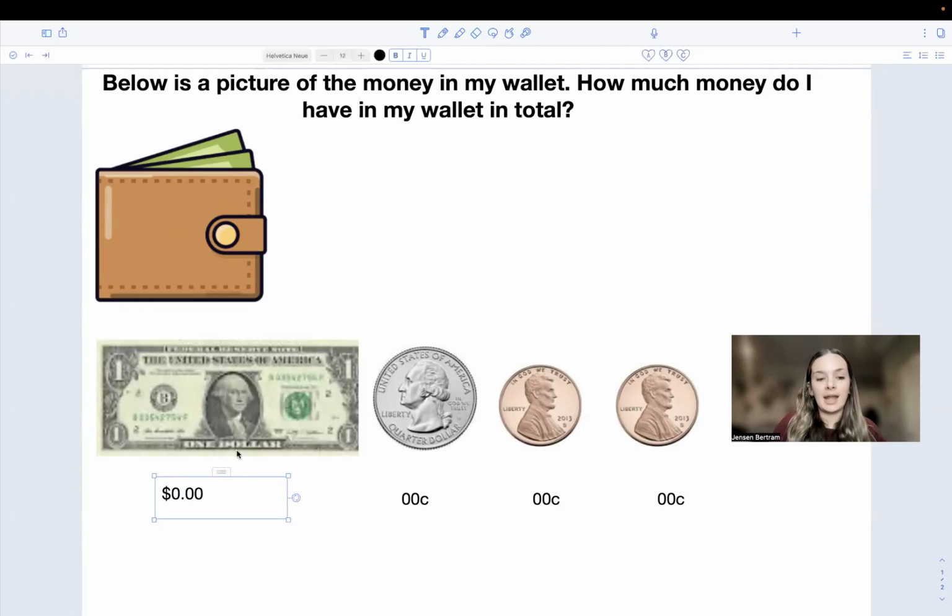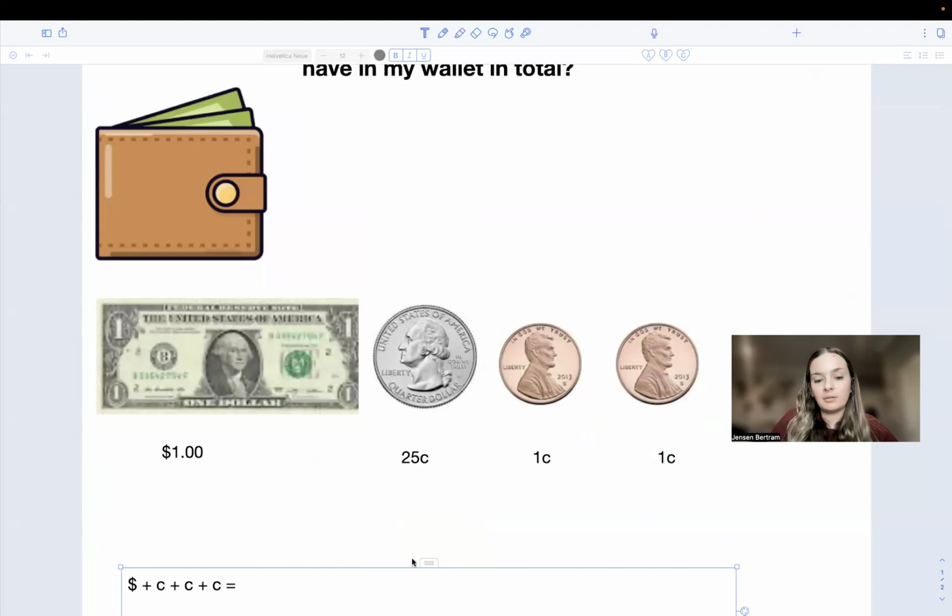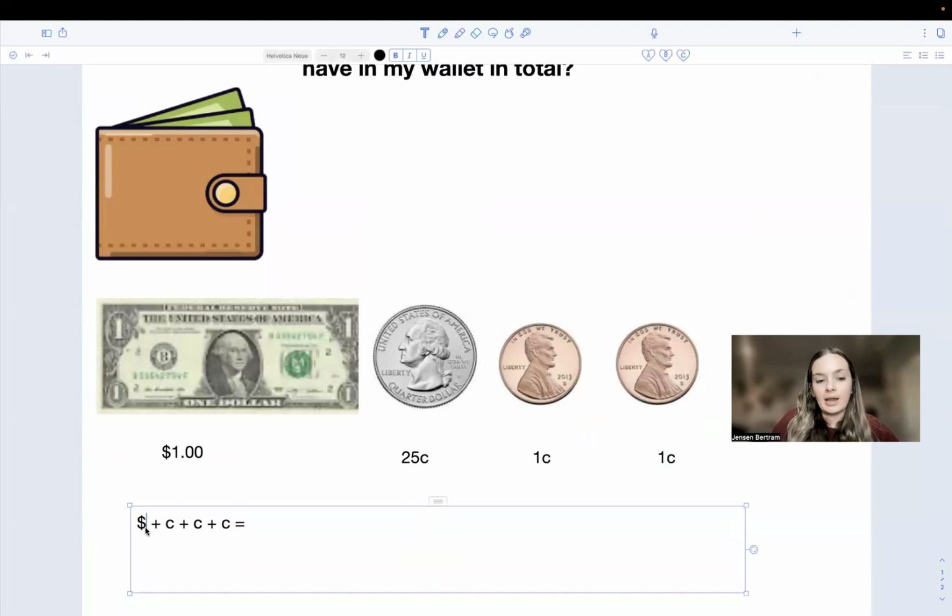So I see that I have a $1 bill here. I also see that I have 25 cents. I also see I have 2 pennies and each penny is worth 1 cent. So now when I go to make my equation, I will do $1 plus 25 cents plus 1 cent plus another cent.